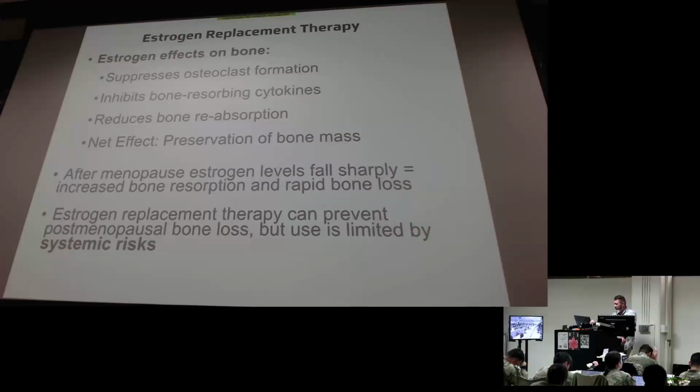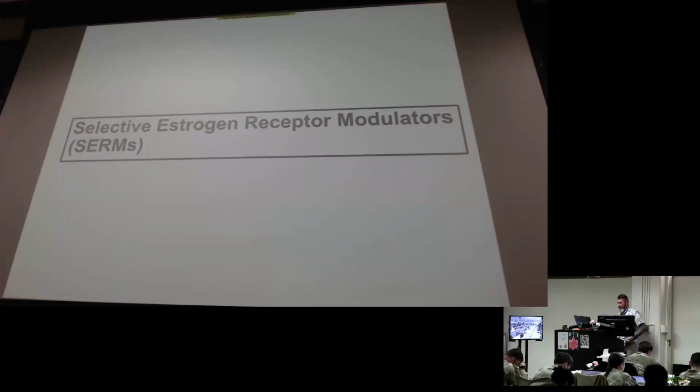And you can see there that estrogen replacement therapy on the slide suppresses osteoclast formation, inhibits bone resorbing cytokines, reduces bone resorption, and net effect is preservation of bone mass. And then we talked about a couple of times now that after menopause, with those estrogen levels dropping, we don't have the protective effect on the bones. And the systemic risks are huge, and that's why it's not in the first line thoughts for osteoporosis. But we will talk about the SERMs, the selective estrogen receptor modulators, when we have an estrogen deficiency, usually postmenopausal.